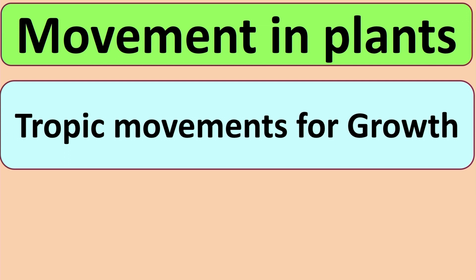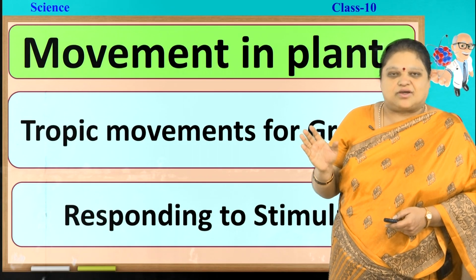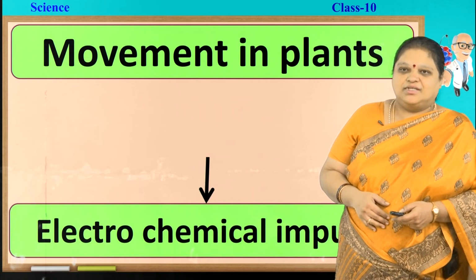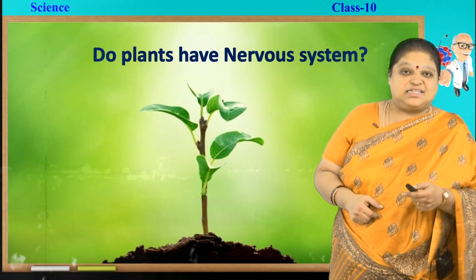Now, let us concentrate on movements in plants. These movements in plants are tropic movements meant for growth. Not only that, you also find responding to the stimulus present in the plants. Now, we will concentrate on how movements will take place for the purpose of growth. How the messages move in the plants is because of responding to stimuli that is done by electrochemical impulses. So, how are these electrochemical impulses achieved?